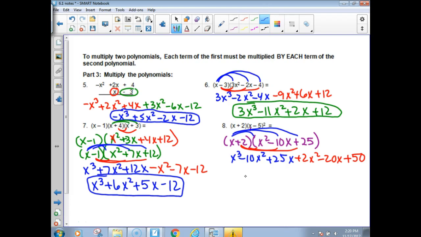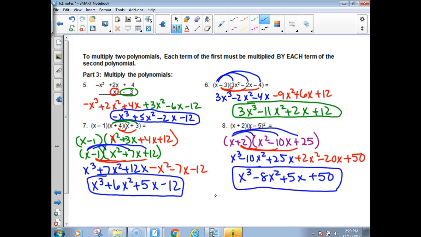I don't have any other cube terms, so it's x cubed first. I got a negative 10x squared plus 2x squared, which is minus 8x squared. I've got a 25x minus 20x, so that's going to be plus 5x. I have nothing else but a 50, plus 50.